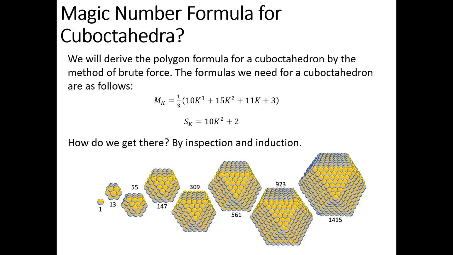What do you get? Let's do the surface, right? 10k squared plus 2. K is 2, right? Let's do that first. It's 42. K squared is 4, times 10, plus 2. So there should be 42 atoms on the surface, right?